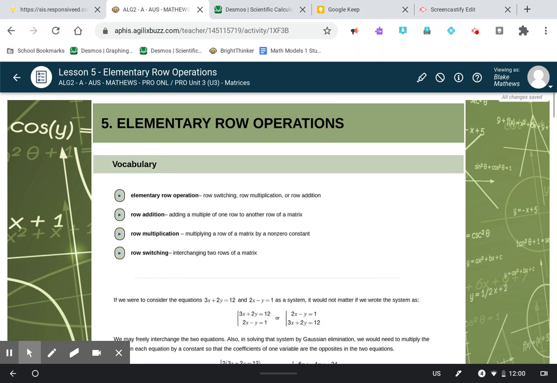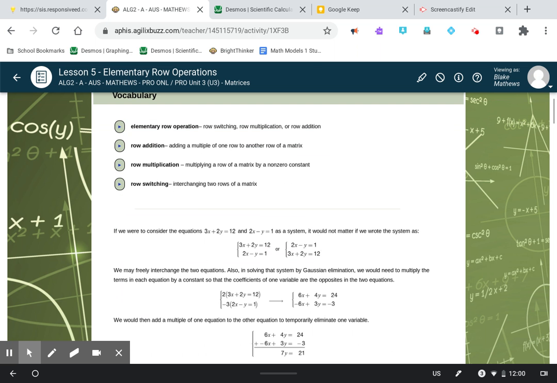All right, this is the Algebra 2 Unit 3 Lesson 5 video over elementary row operations. Elementary row operations are just some basic things you can do inside of matrices to alter them. They're useful later when we're trying to solve systems of equations. But right now, we just need a basic understanding of the three main types of row operations. So elementary row operations include row switching, row multiplication, and row addition.